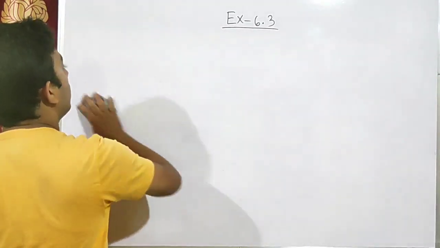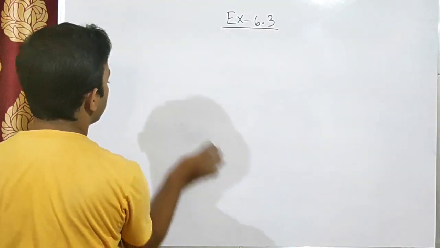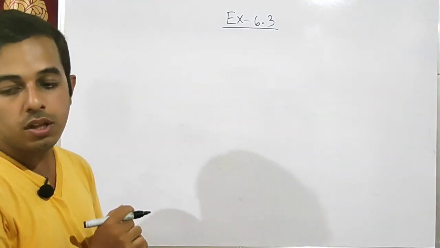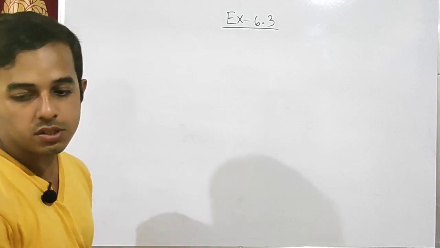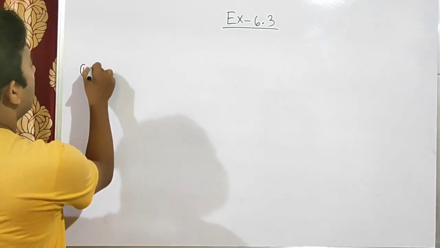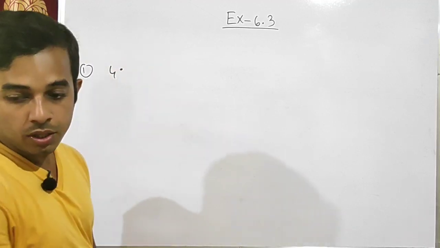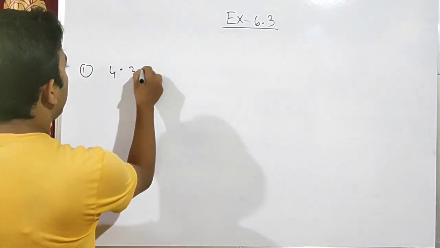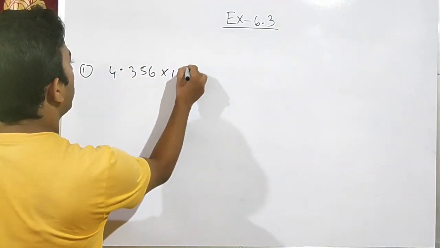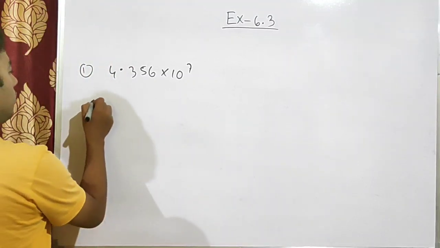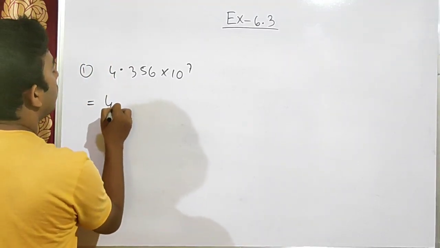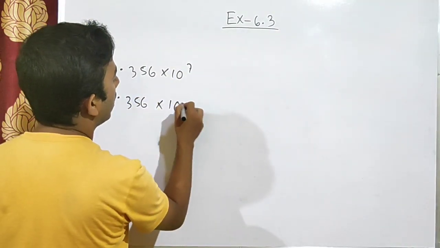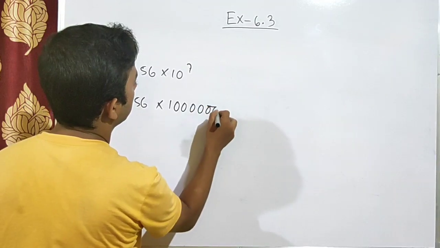And it will be our last question of today's class as well as of this chapter. From standard form to the usual form, we have to express numbers. Here the first number is 4.356 into 10 to the power 7. Clear? Look, first we have to write this part, 4.356, then 10 to the power 7 means what? 1 2 3 4 5 6 7.